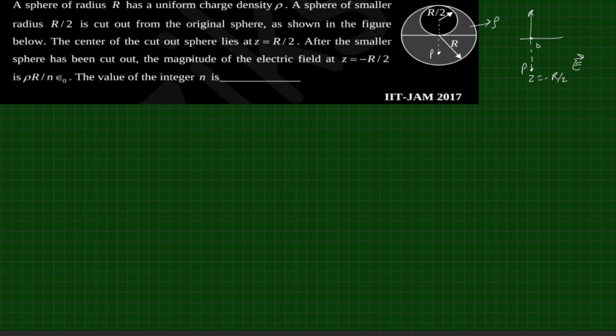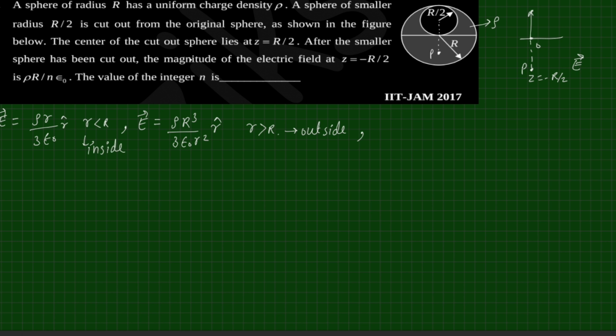So first of all, let's see what the electric field is for a uniformly charged solid sphere. Electric field is given by rho r over 3 epsilon naught and r cap when r is less than capital R, and electric field is given by rho R cube over 3 epsilon naught r square r cap when r is greater than capital R. So this is for outside and this is for inside.